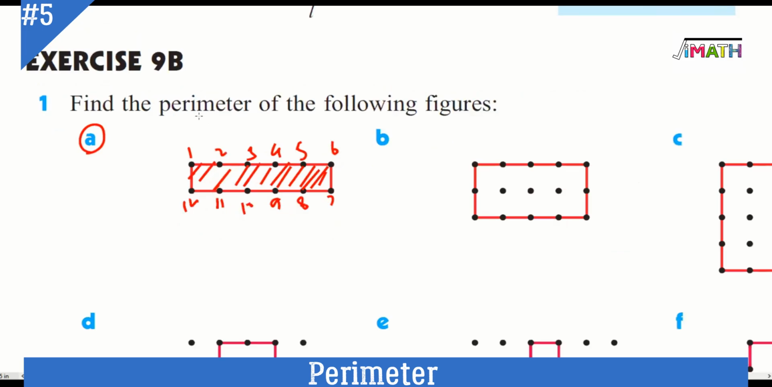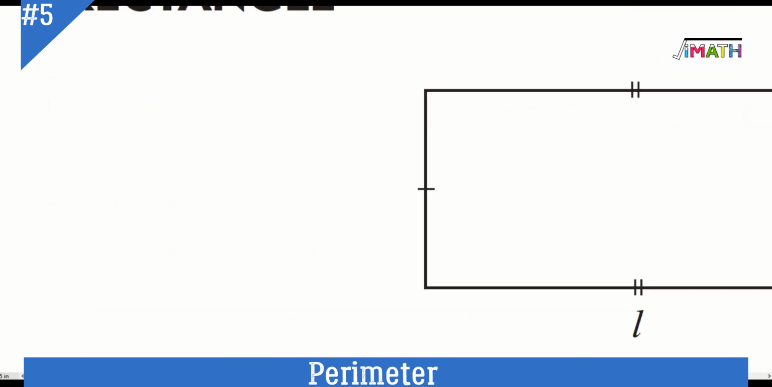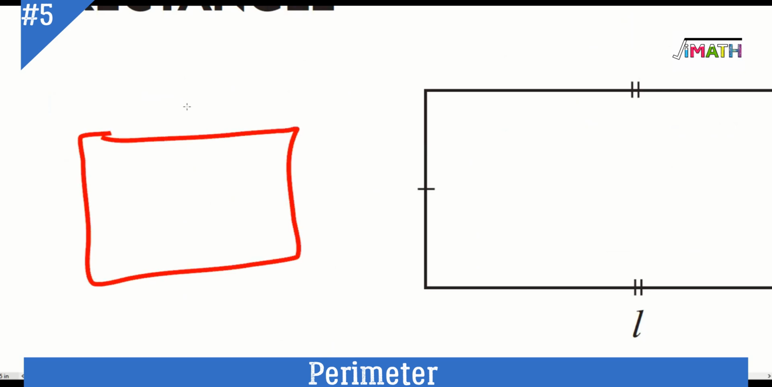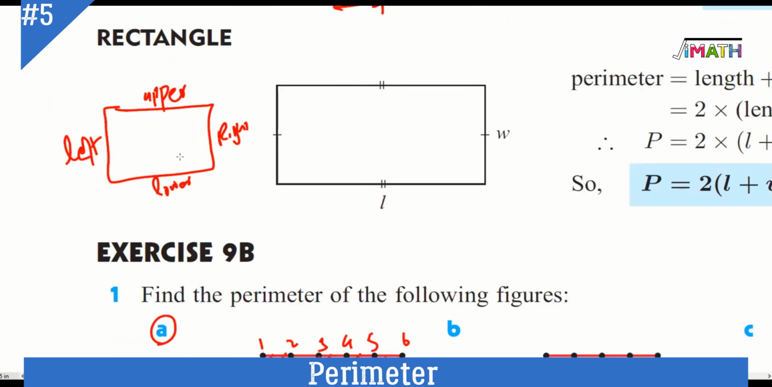So okay, let me give you one thing. For now, I'm going to call these the upper side, lower side, right side, and left side. So if you add the lengths of the upper side, right side, lower side, and the left side, you would get the perimeter.